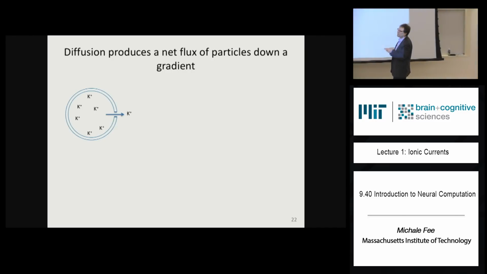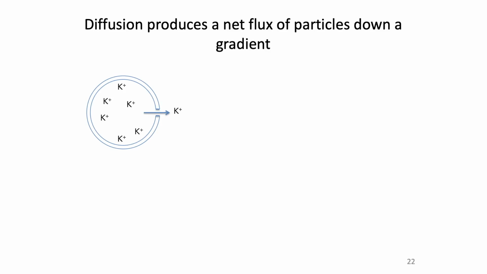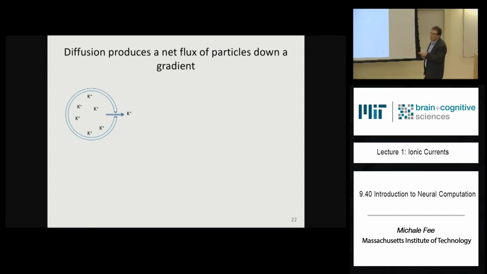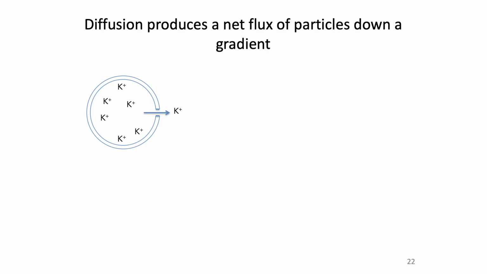Now, I forgot to say, let's say that your cell has a hole in it. So you're going to have potassium ions diffusing from inside to outside through the hole. You also have some potassium ions out here, and some of those might diffuse in. But there are just so many more potassium ions inside than outside, concentration-wise, that the probability of one going out through the hole is just much higher than the probability of a potassium ion going back into the cell. Yeah?